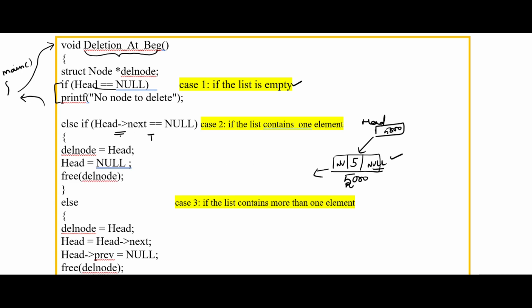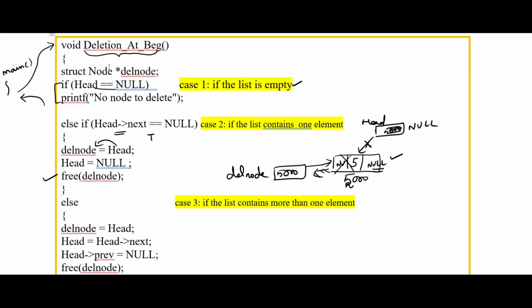This is what I am going to assign now. Del node address is head, which is 5000, so it is also pointing here. Now I am doing head equal to null. If I do null, what will happen? This link will be disconnected, and this is the node I would like to delete. What statement do I have to use? Free of del node. So everything is deleted from the list, right?